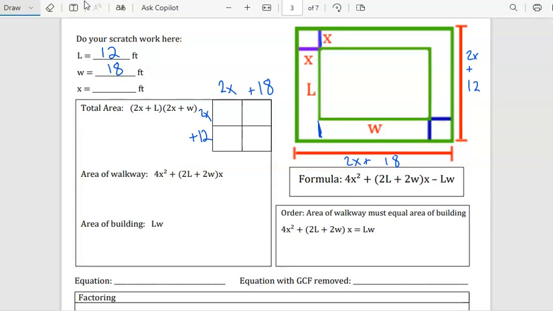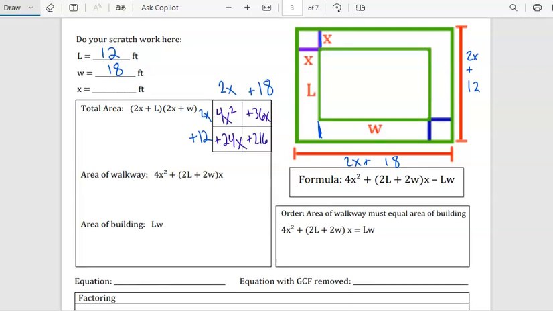2x times 2x is 4x squared. 2x times 18 is 36x. 12 times 2x is plus 24x. And then 12 times 18 is 216. We'll combine the two like terms, the 24x and the 36x, and then we'll write out our total area: 4x squared plus 60x plus 216.